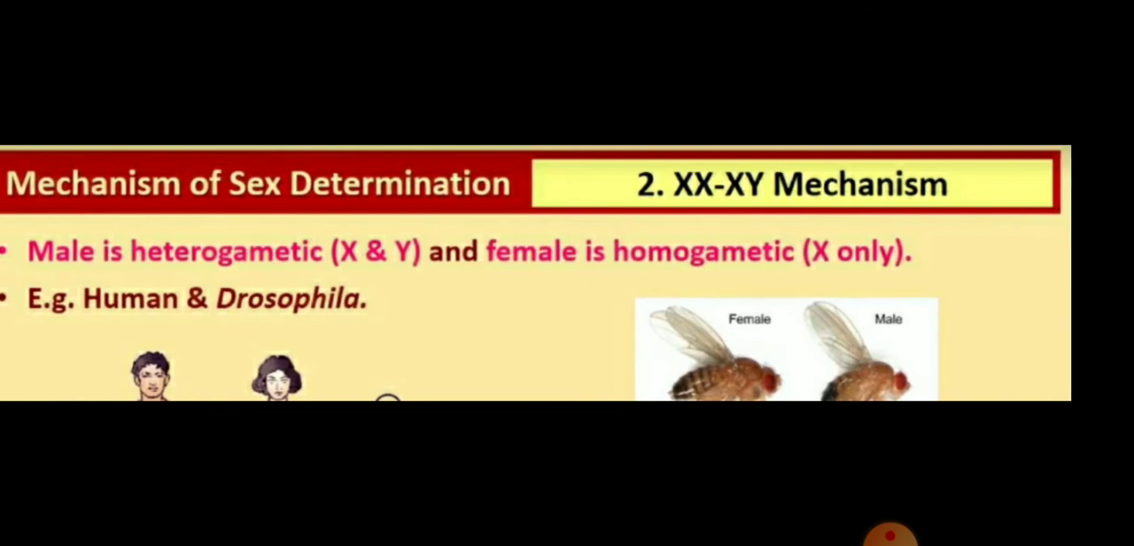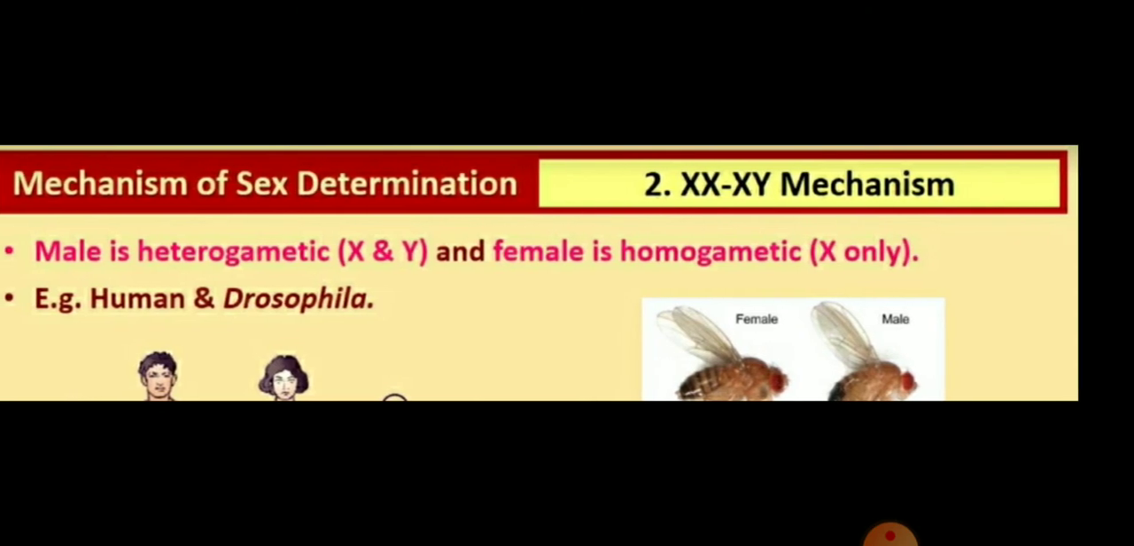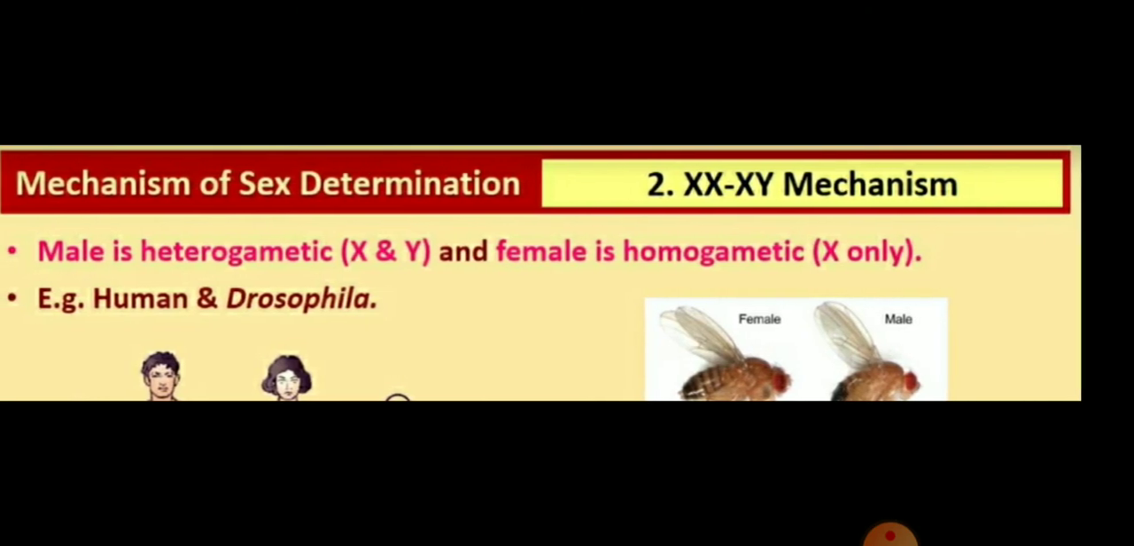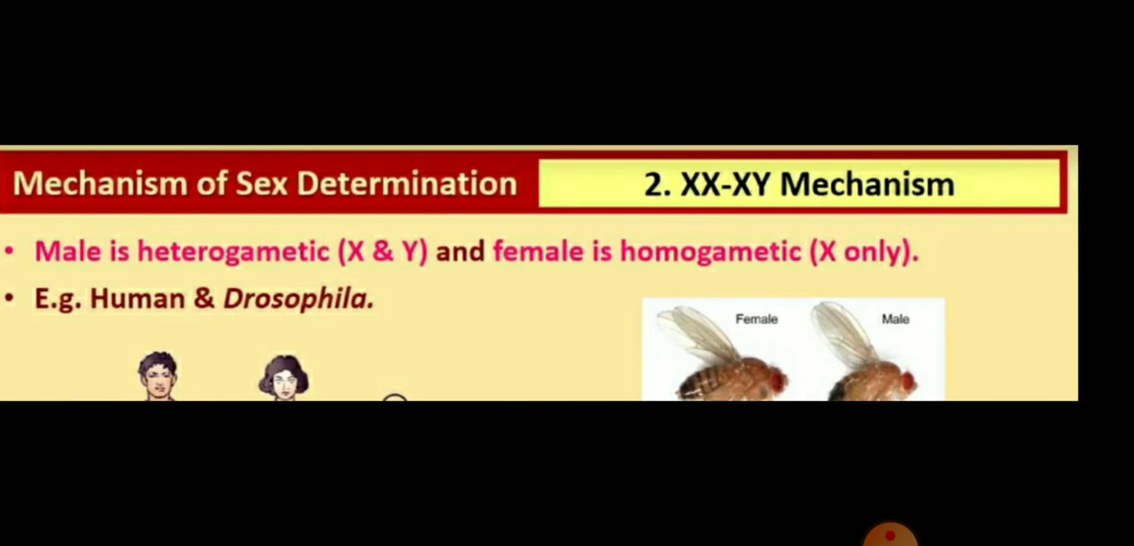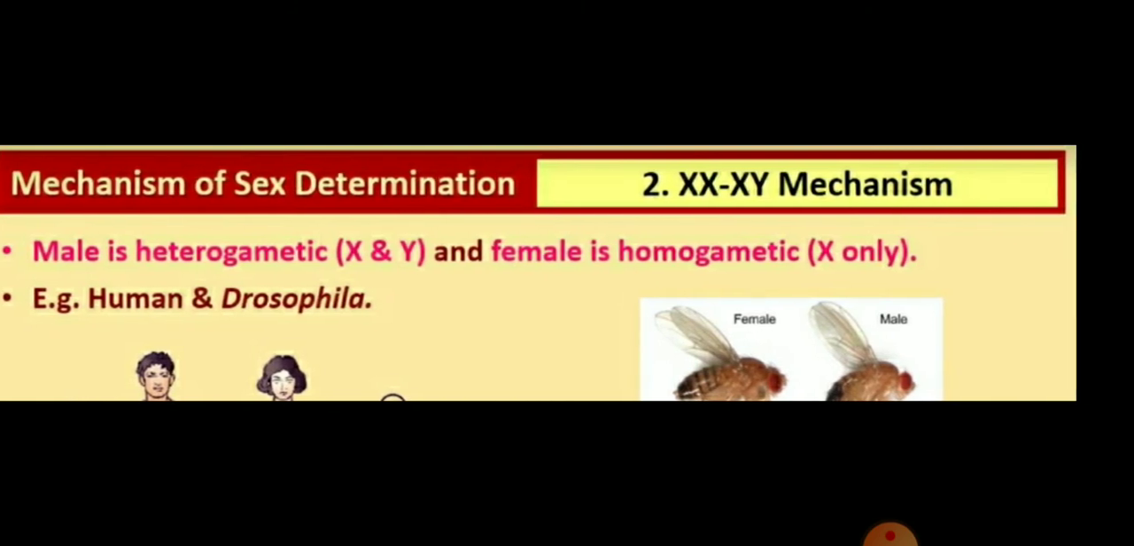A pair of X chromosomes, XX, is present in the female and XY is present in the male. So during the spermatogenesis process, the male produces two types of gametes, 50% with the X chromosome and 50% with the Y chromosome, and the female produces only ova with the X type of chromosome.